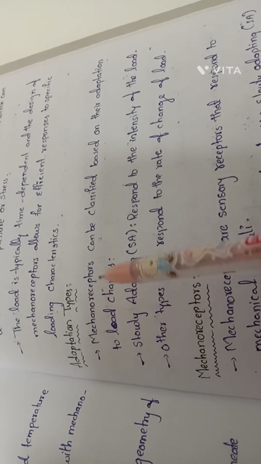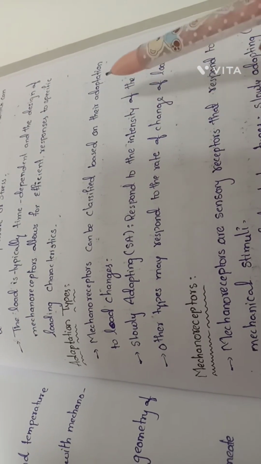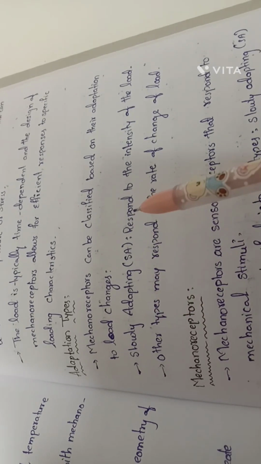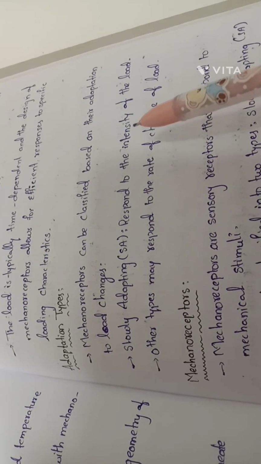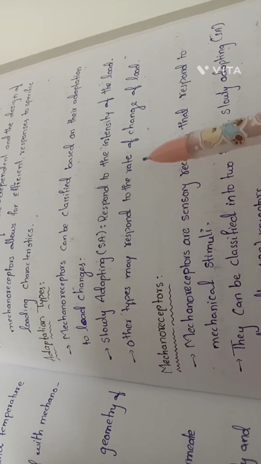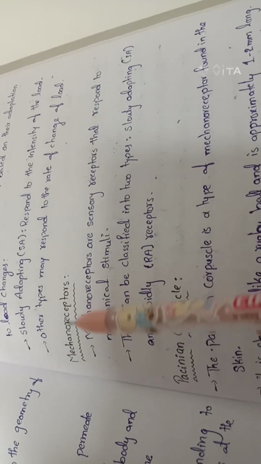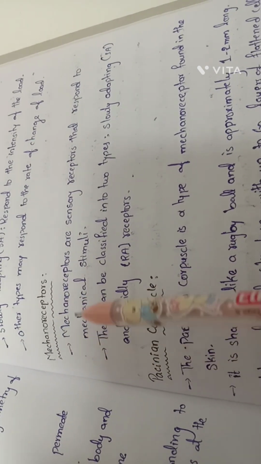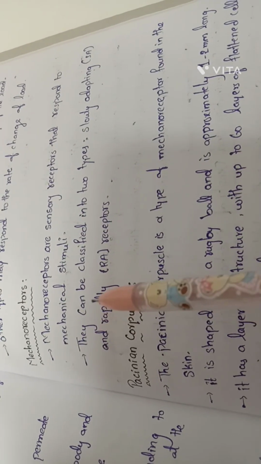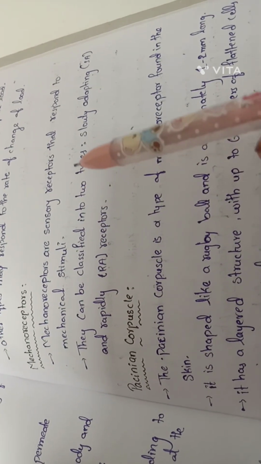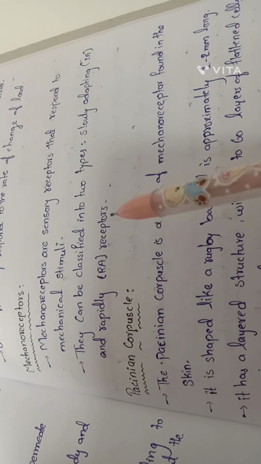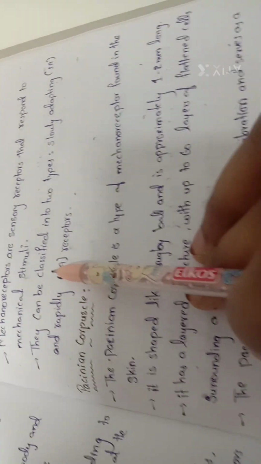Adaptation types. Mechanoreceptors can be classified based on the adaptation to the load changes. Slowly adapting receptors respond to the intensity of the load. Other types may respond to the rate of change of the load. Mechanoreceptors are sensory receptors that respond to mechanical stimuli. They can be classified into two types: slowly adapting and rapidly adapting receptors.